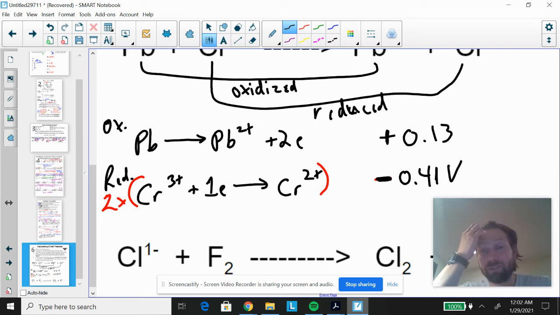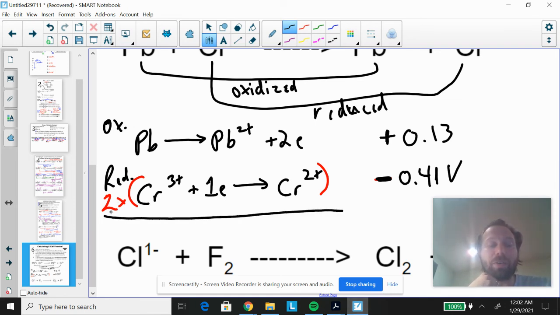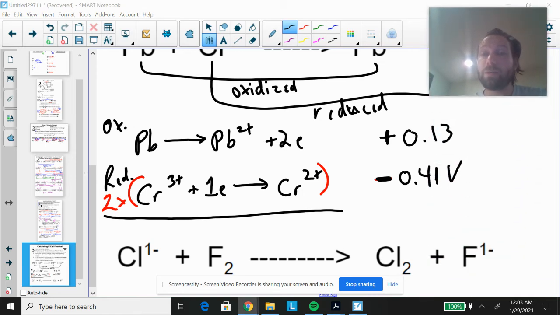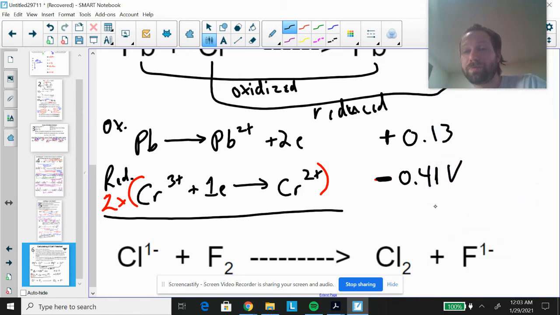Just switches the sign. Again, when you're balancing the redox reaction, you're multiplying this by 2 because you want to have 2 electrons on the left, 2 on the right, but that doesn't change the voltage that you need. So the last step is adding the voltage. And so you have plus 0.13 minus 0.41. So what's the total voltage? The total voltage for the cell is minus 0.